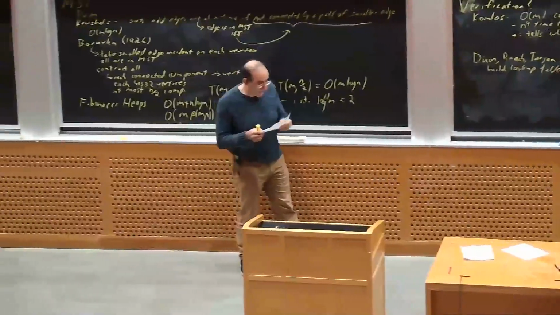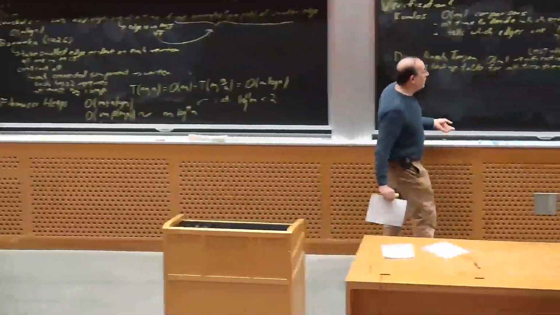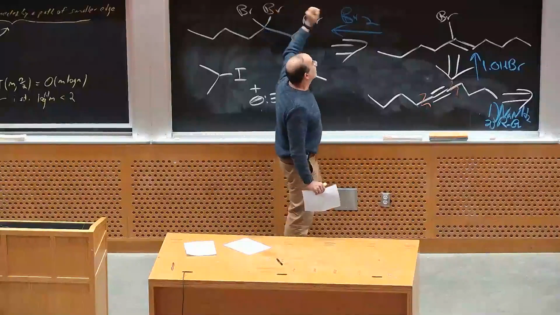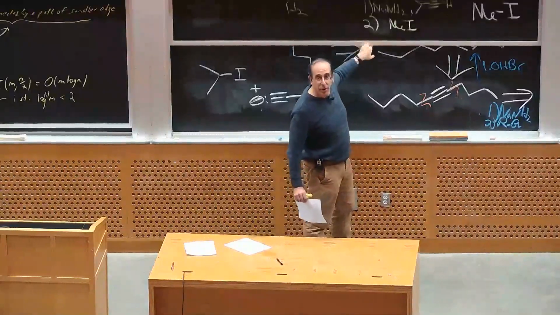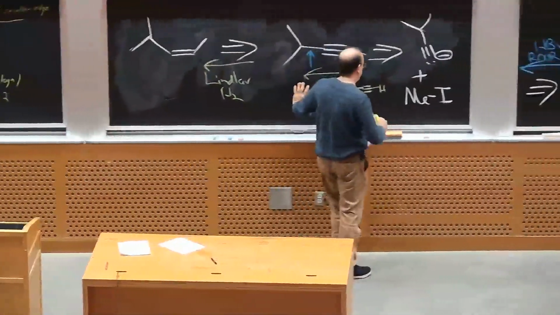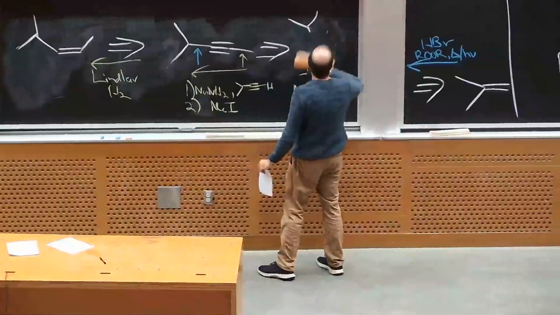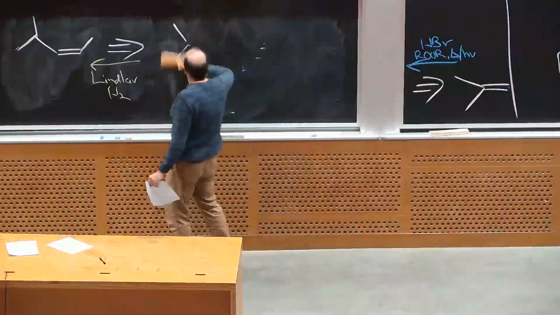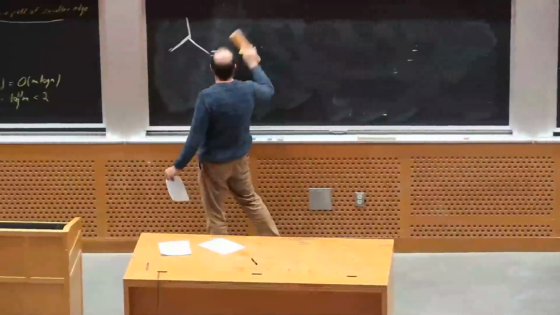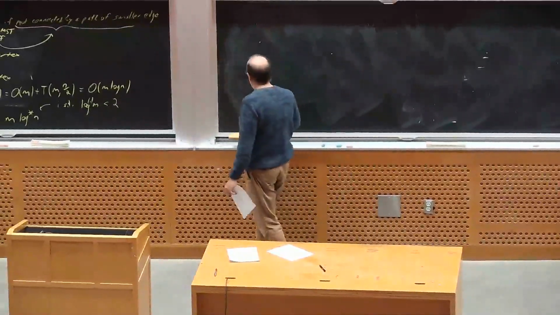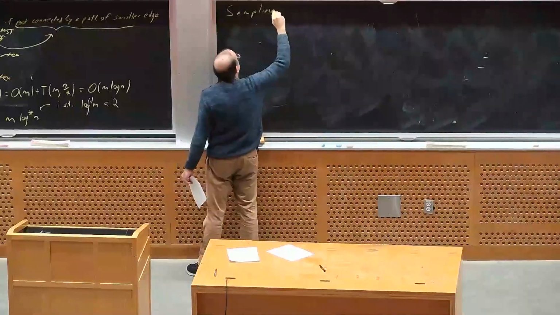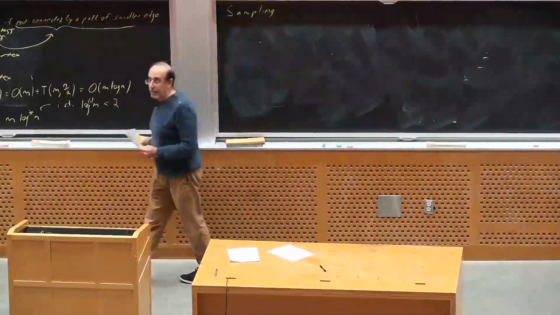Okay? So that's where things stood in the 90s, that we had a linear time algorithm for verification, and we were really close on construction, but we didn't know how to get that last bit. So, it turns out a trick that works is random sampling.